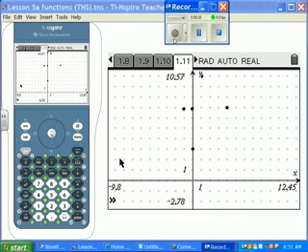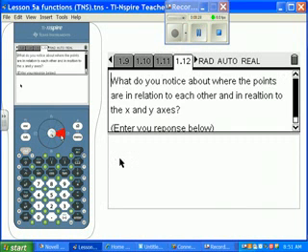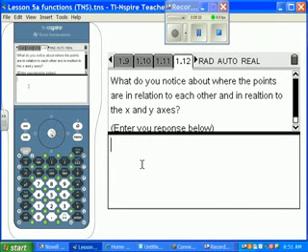So was that a function? No. Very good. It is called the vertical line test. So what do you notice about where the points are in relation to each other and in relation to the x and y axis? What you're going to do is put in how you're going to remember this. How you're going to remember it is vertical line test. Excellent. So whatever the way you're going to remember it, remember Control Tab to get down there. Type in your hint, how you're going to remember it.